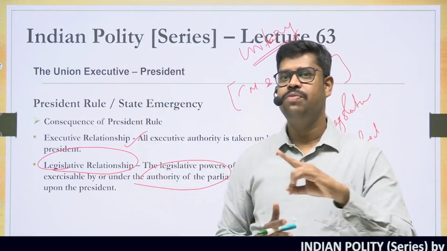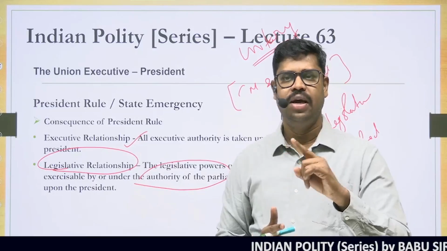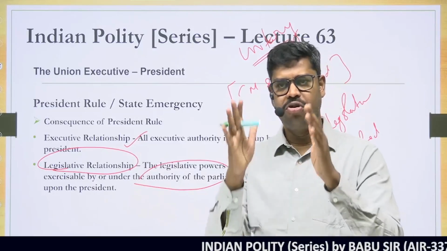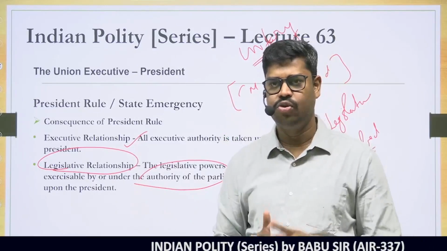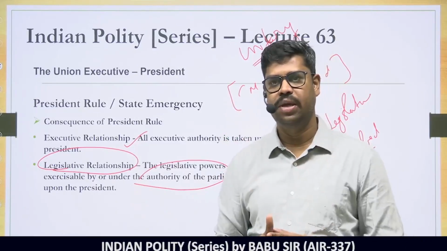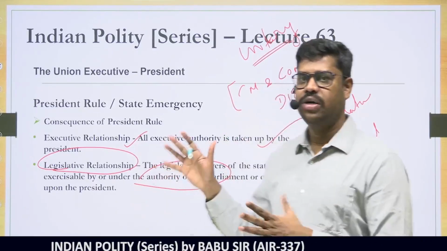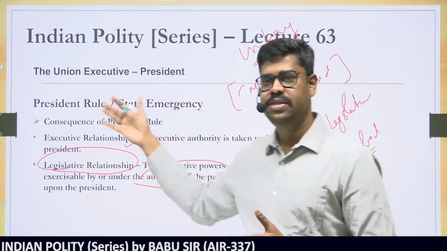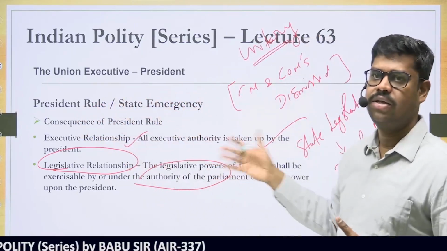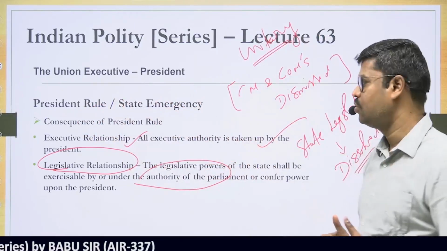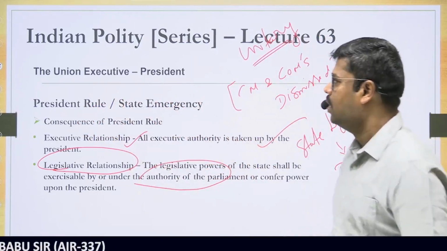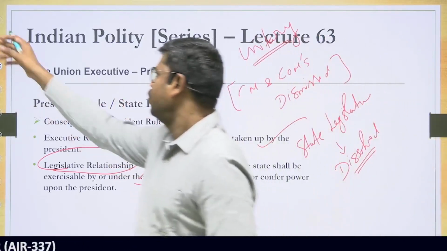And then most importantly, the Supreme Court has also categorically said that full remedy can be given to the affected state. So these are some of the important things that you'll have to keep in your mind. And we also understood the consequences, basically the legislative consequence and the executive consequence when the president rule is imposed in a particular state. And with that, we are coming to the end of the discussion.